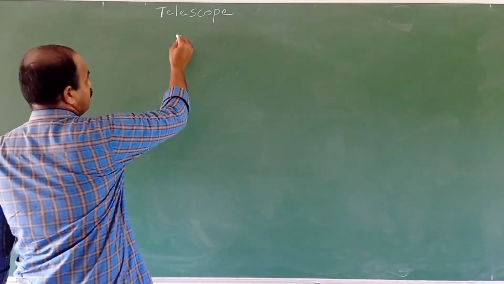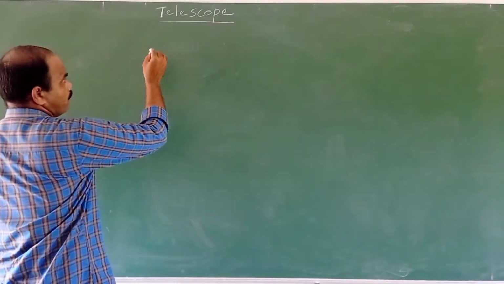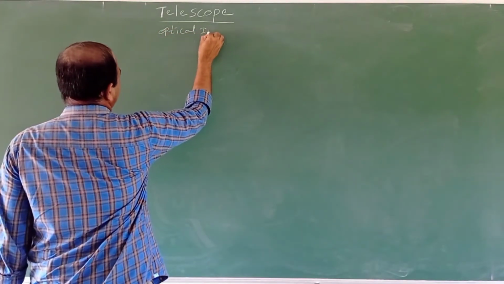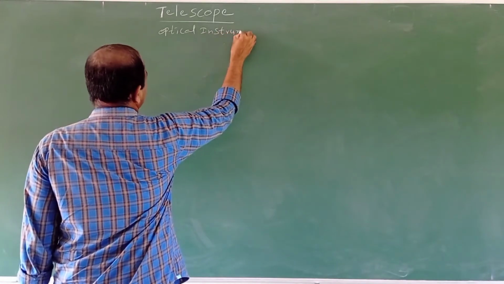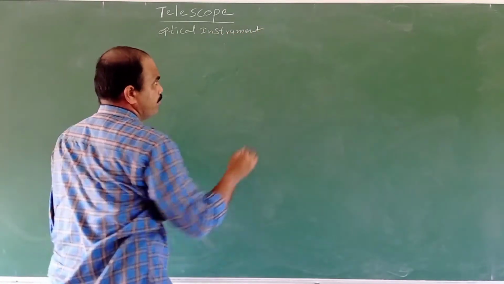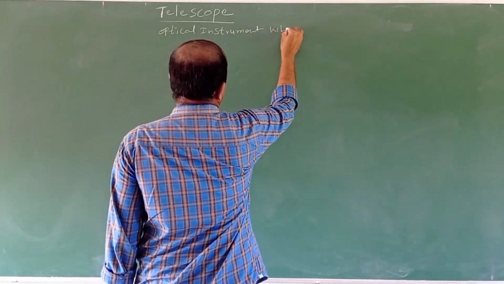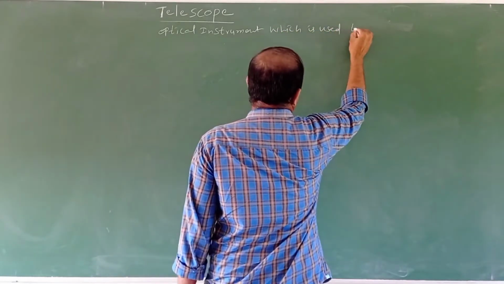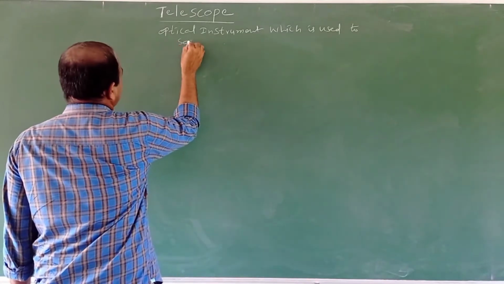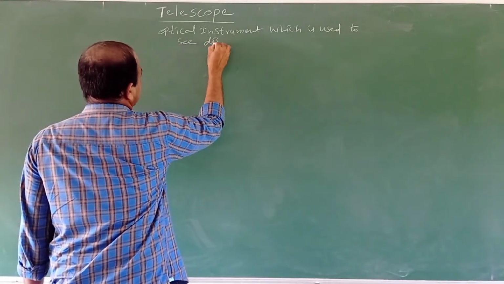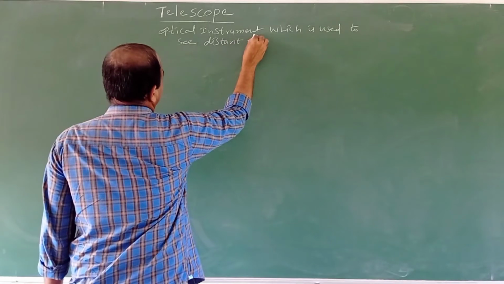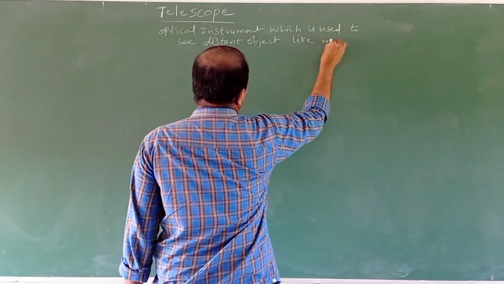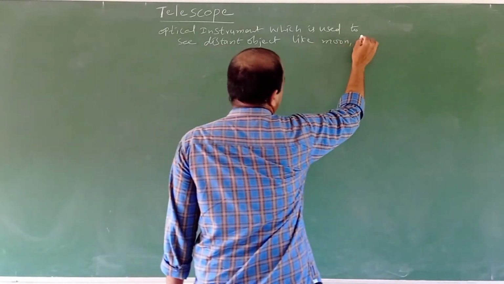So what is the simple definition of the telescope? The telescope is an optical instrument which is used to see distant objects like moon, stars.